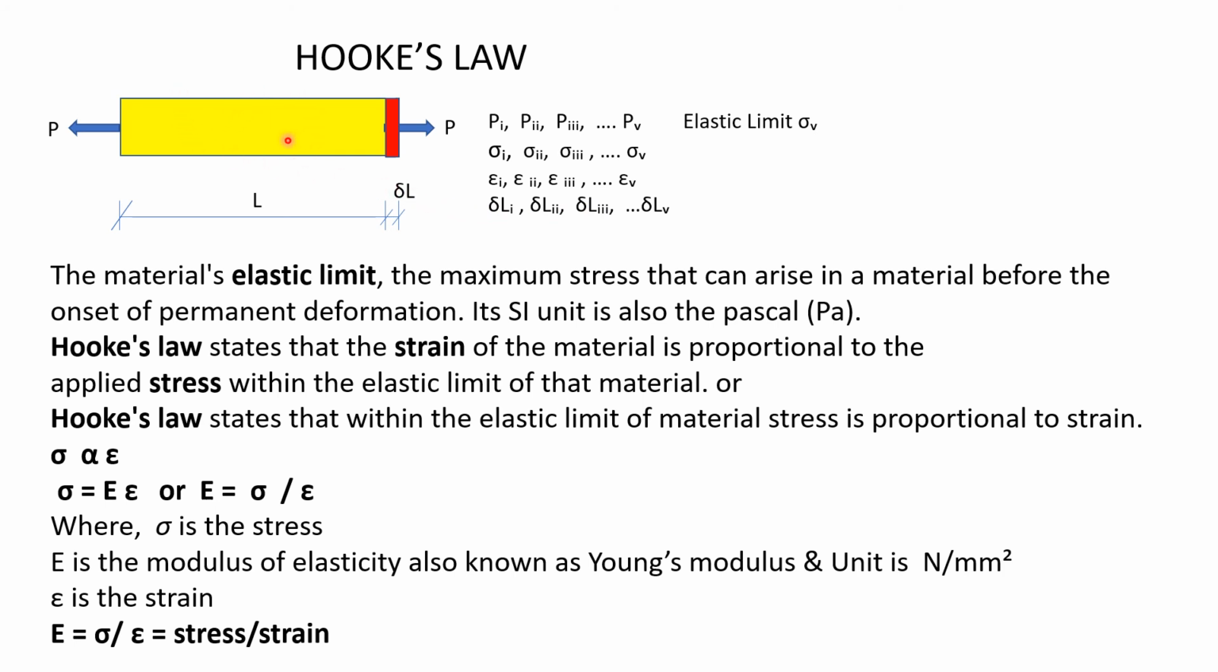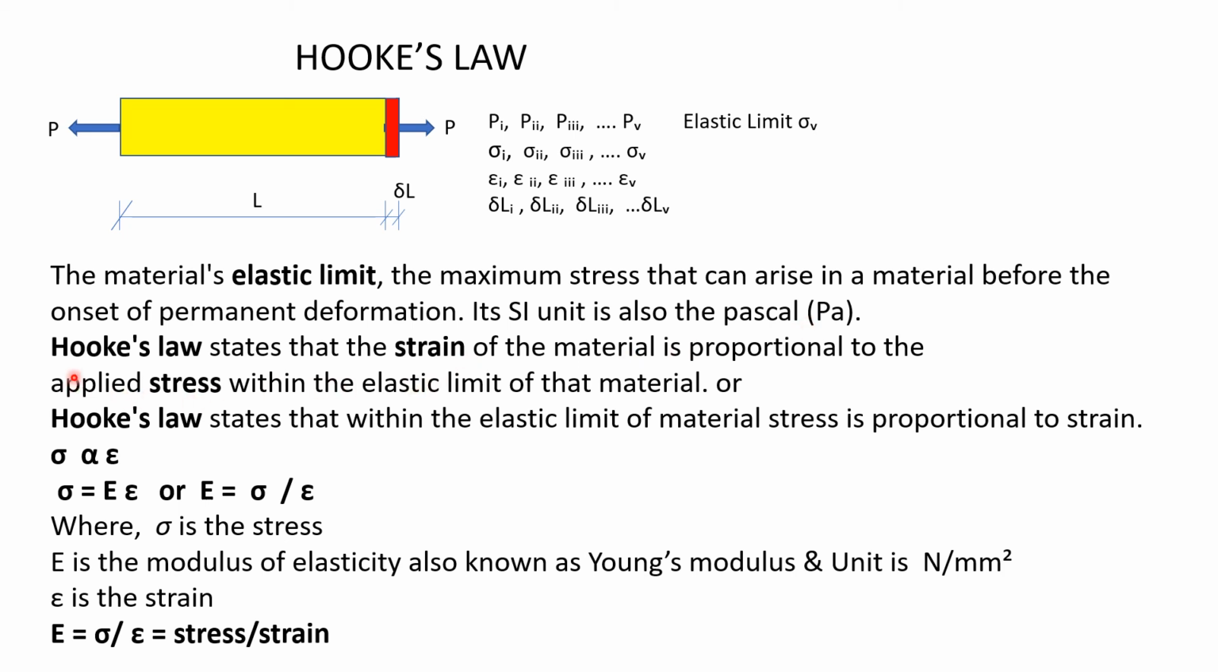Whatever is the increase in the length of this bar, that is permanent. It will not regain its original size and shape. So this maximum stress up to which the body behaves elastically is called the elastic limit. The material's elastic limit is the maximum stress that can be applied to a material before the onset of permanent deformation. And the SI unit of it, again it is a stress, so its unit is Pascal.